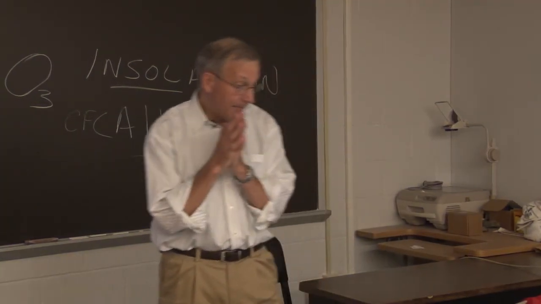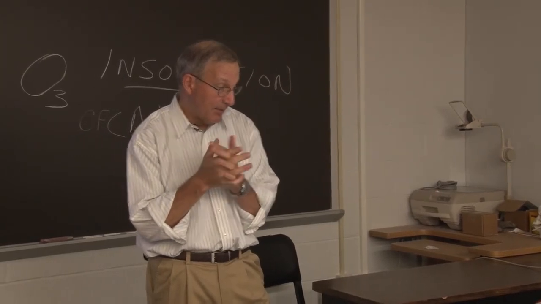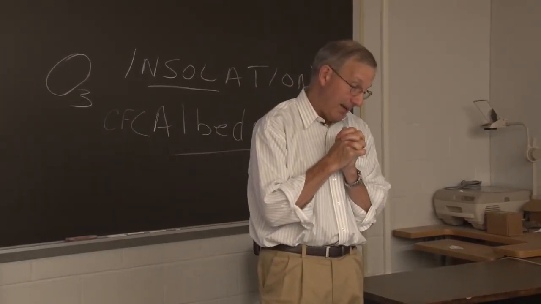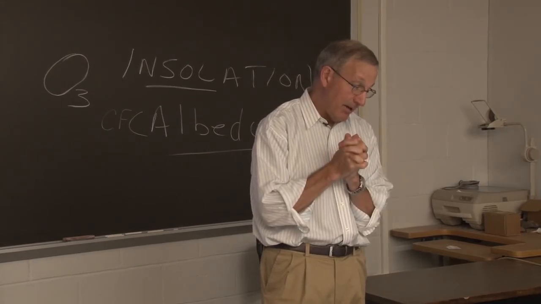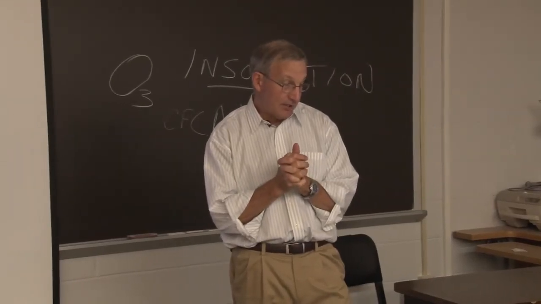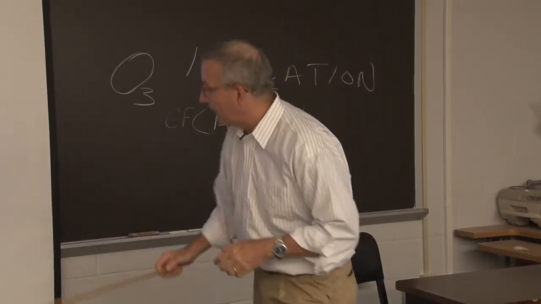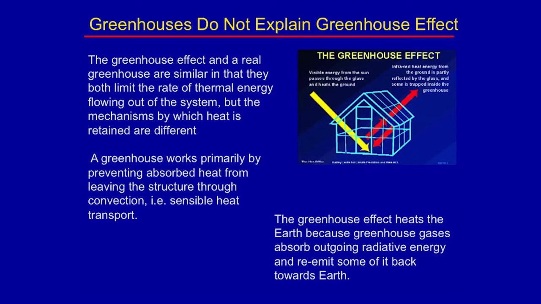In detail, the greenhouse effect and a greenhouse are similar in that they both basically trap heat. But the greenhouse itself works primarily by preventing absorbed heat from leaving the structure. The greenhouse effect on Earth is because the gases absorb outgoing energy and reemit some of it back to the Earth. And the story is that we live on a Goldilocks planet.